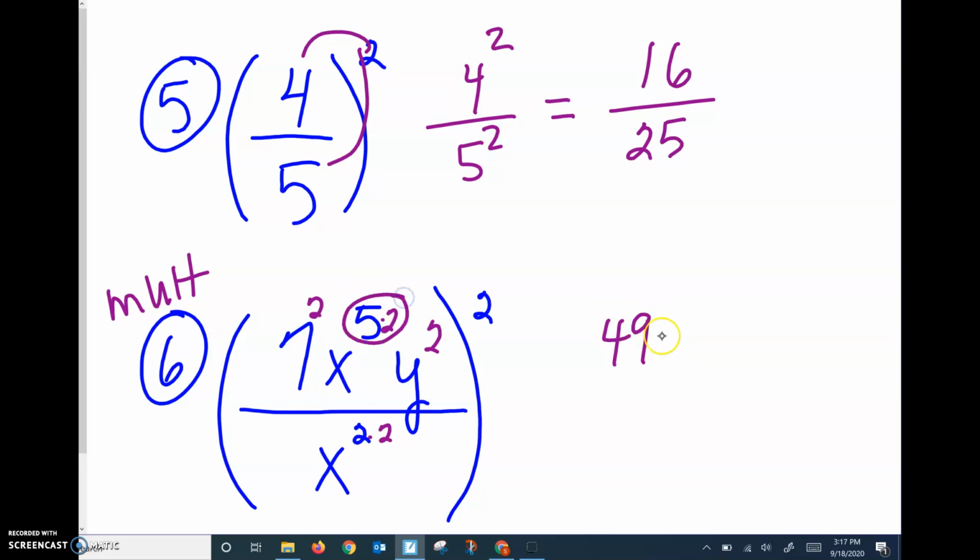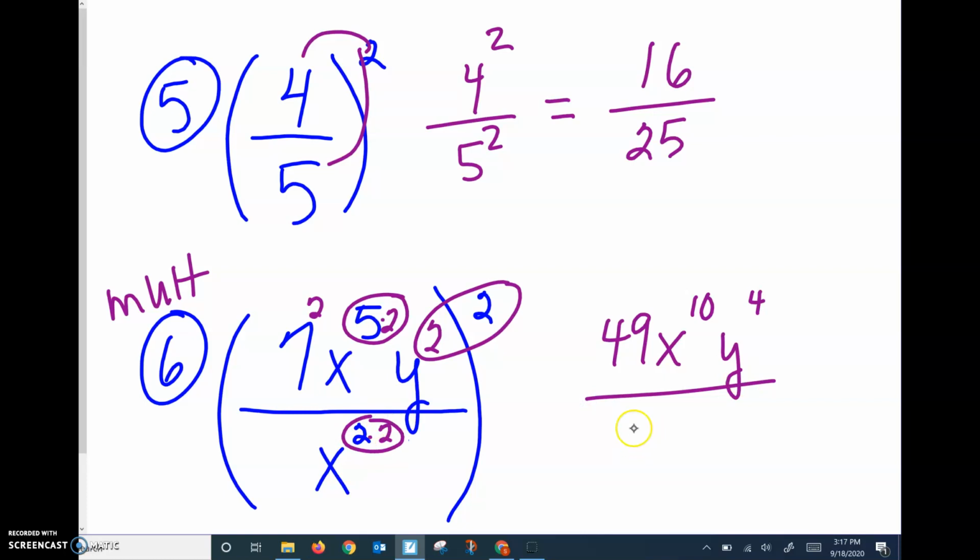Multiply these exponents. So we have x to the 10th. Multiply these exponents. So we have y to the 4th. And in the bottom, we multiply those exponents. So we have x to the 4th. Now, if we have any more like bases, we need to simplify. So these x's are the same bases, so I need to simplify.